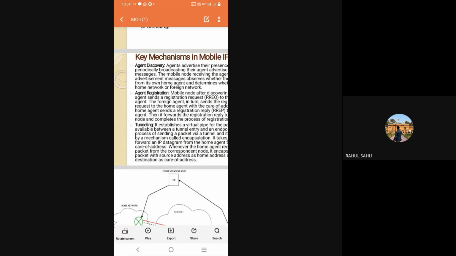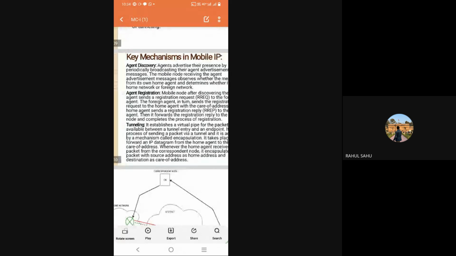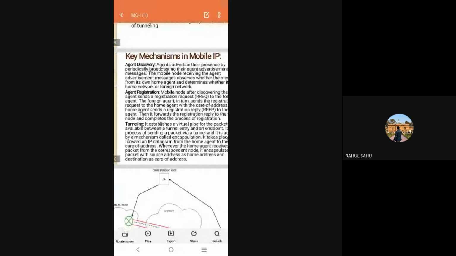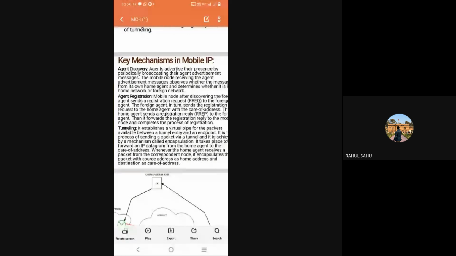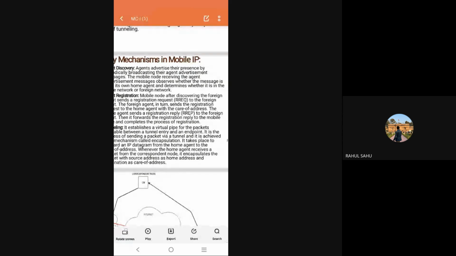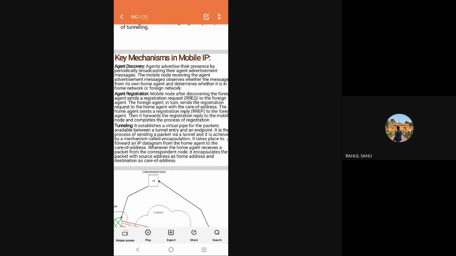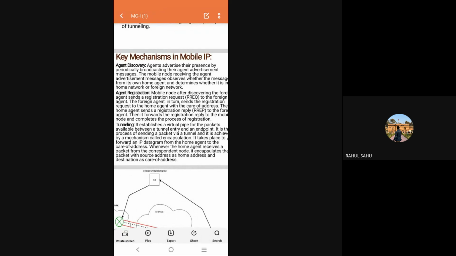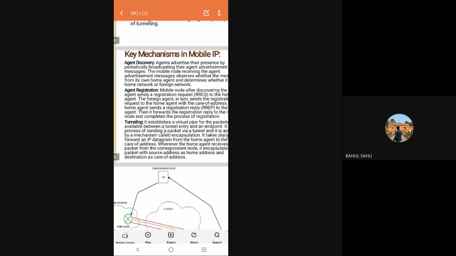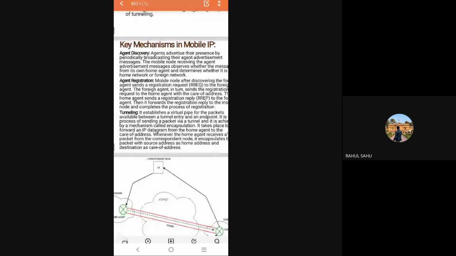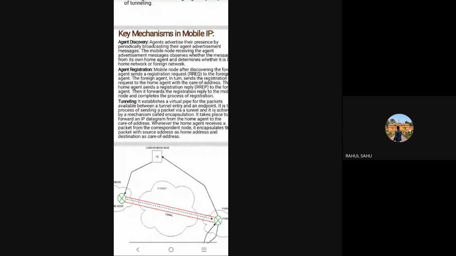So during the whole process, three mechanisms can be done. One is agent discovery. That is, agents advertise their presence by periodically broadcasting the agent advertisement message. The mobile node receiving the agent advertisement message observes whether the message is from its own home agent, to determine whether it is in the home network or a foreign network. Agent registration we have already discussed.